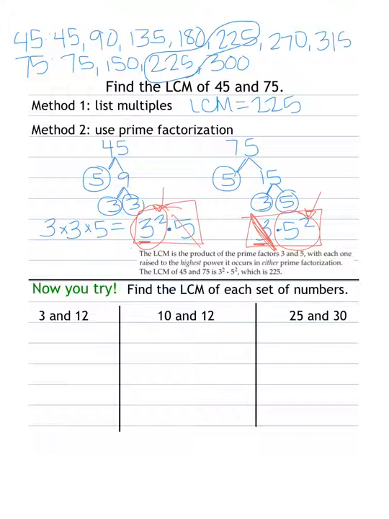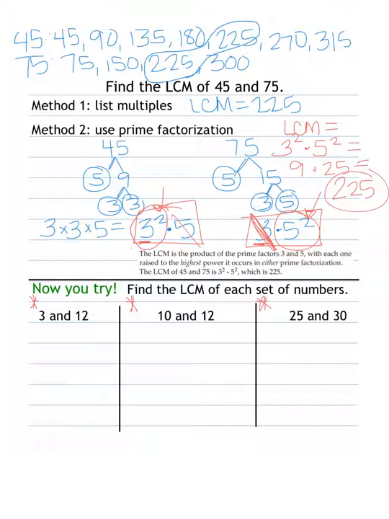So then my LCM is going to be 3 squared times 5 squared, which is 9 times 25, which equals 225 as well. Okay, I would like you to try to do these 3 and then come back and check your work.